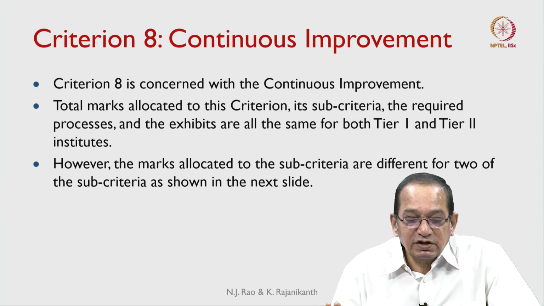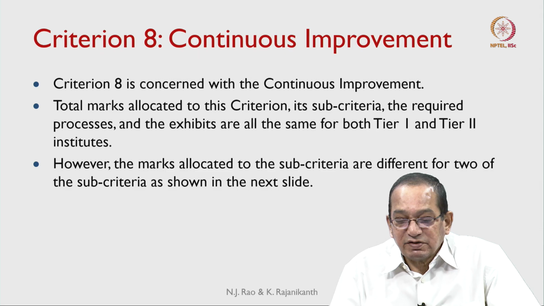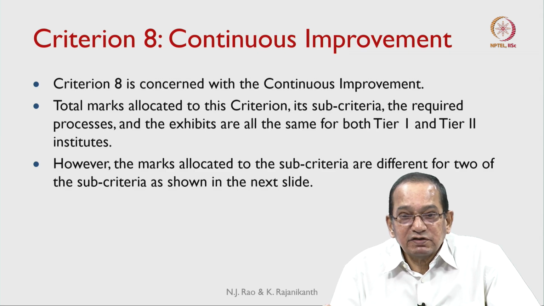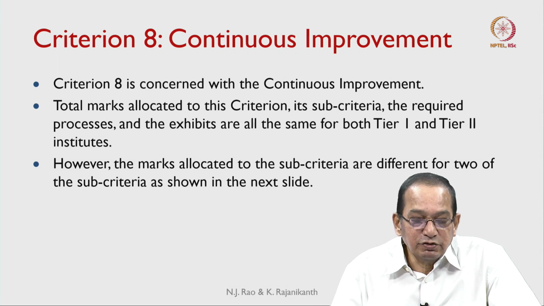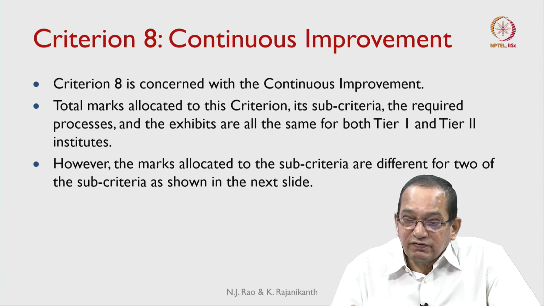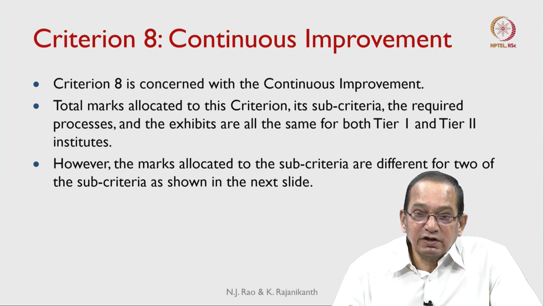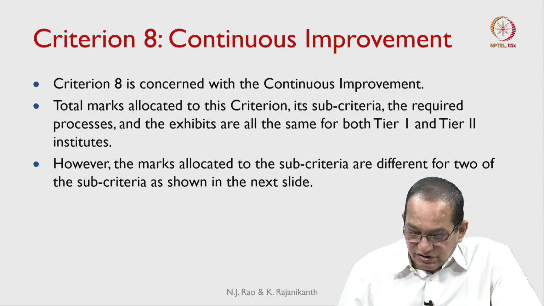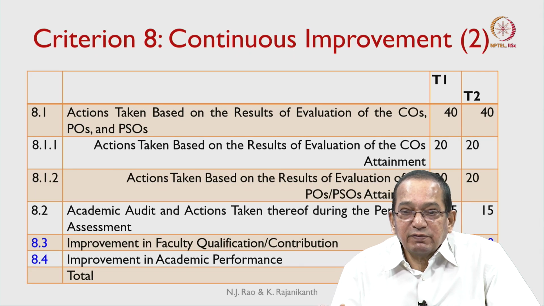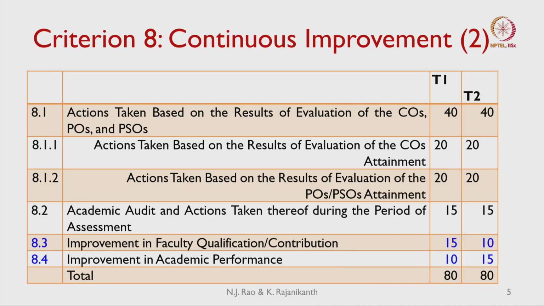The total marks allocated to this criterion, its sub-criteria, the required processes and the exhibits are all the same for both Tier 1 and Tier 2 institutes. However, the marks allocated to the sub-criteria are different for two of the sub-criteria, as shown in the next slide. Again, we will look at the detailed breakup of the marks for Tier 1 institutes only. Please refer to the NBA website updates regarding the detailed breakup of the marks for Tier 2 institutes.